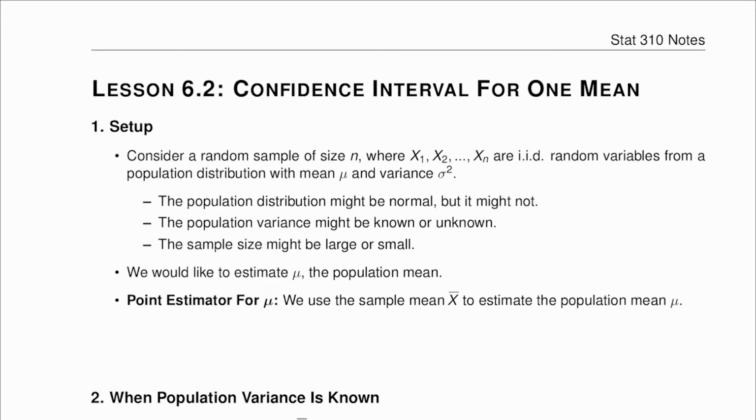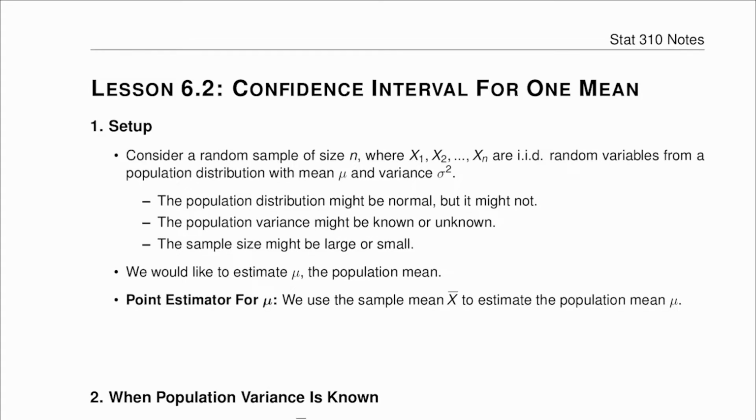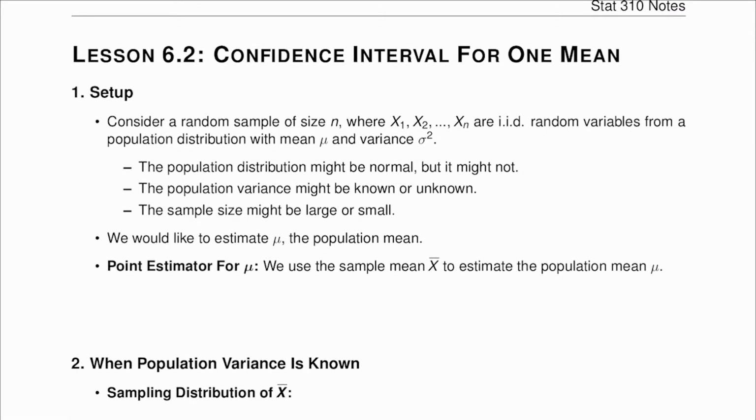Okay, we will start lesson 6.2 about the confidence interval for one mean. In lesson 6.1, we covered this confidence interval for one proportion. Okay, this is the setup for the case of one mean. Consider a random sample of size n, X1 until Xn, IID random variables from a population distribution with mean mu and variance sigma square.